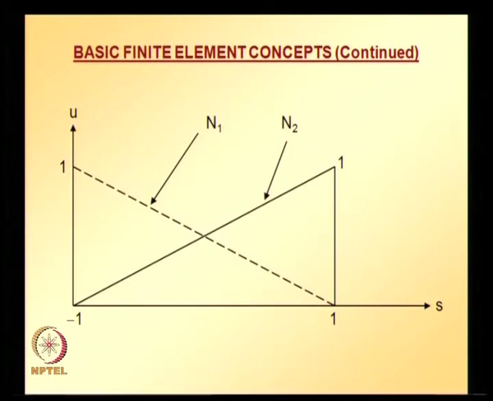N1 is going to have a value equal to 1 at its own position, that is, N1 is going to be 1 at s equal to minus 1, N2 is going to be 1 at s equal to 1, and N1 will be equal to 0 at s equal to 1, N2 will be equal to 0 at s equal to minus 1. This is what is called the Kronecker delta property, that is, N1 evaluated at the N2 location is equal to 0, and N2 evaluated at the node corresponding to N1 is equal to 0.